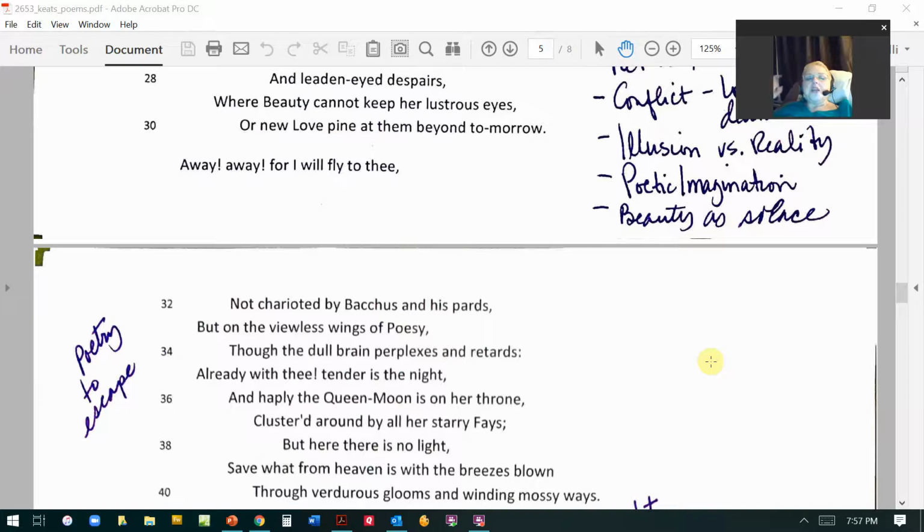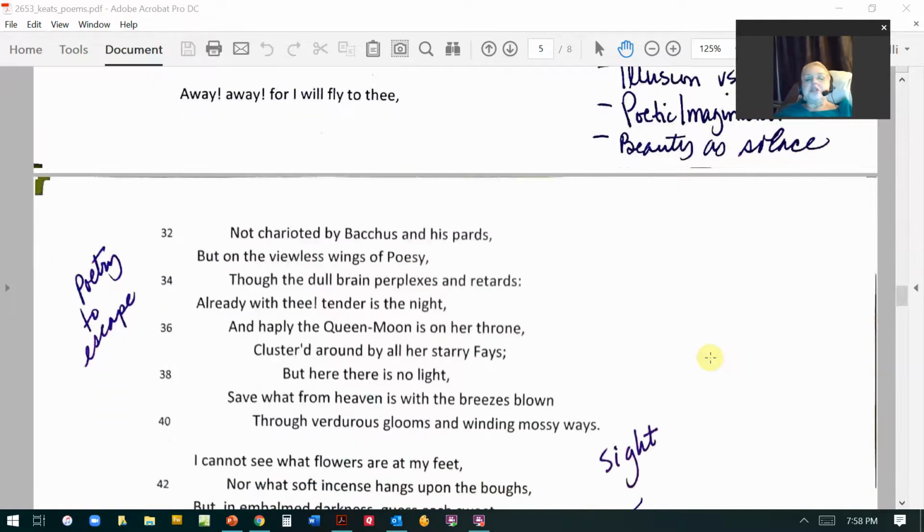He says, already with thee, tender is the night, and haply the Queen-Moon is on her throne, clustered around by all her starry Fays. But here there is no light, save what from heaven is with the breezes blown through verdurous glooms and winding mossy ways.